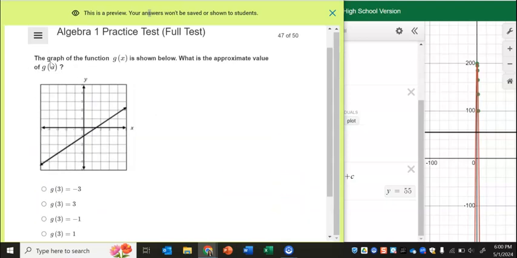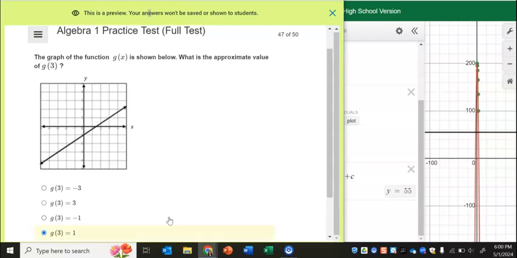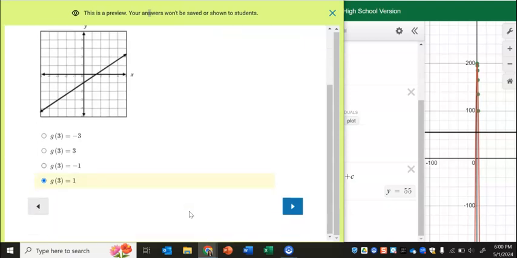Okay, this question. The graph of the function g of x is shown. What is the approximate value of g of 3? So basically, this is your input right here. It's asking you, what is your y value when x is 3? So I go to x is 3, and my y value is at 1. And that's about it.